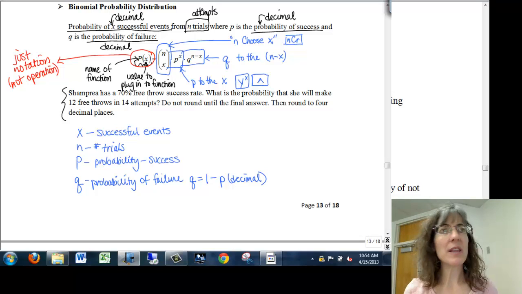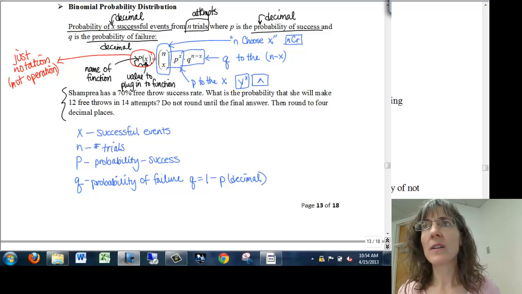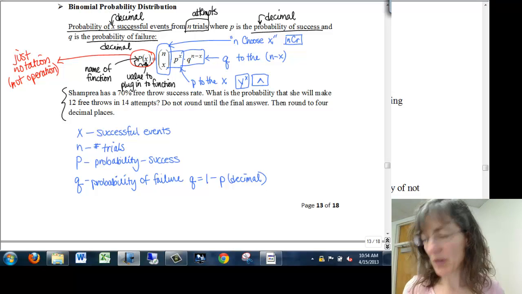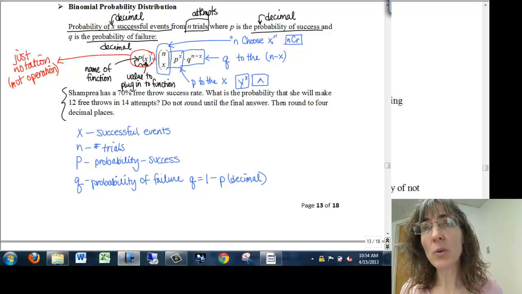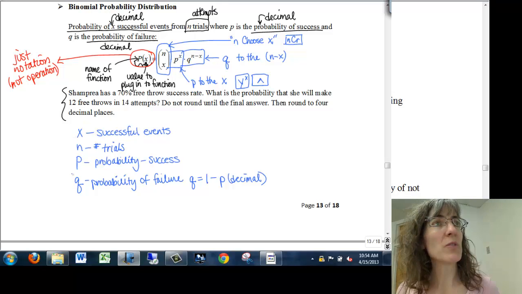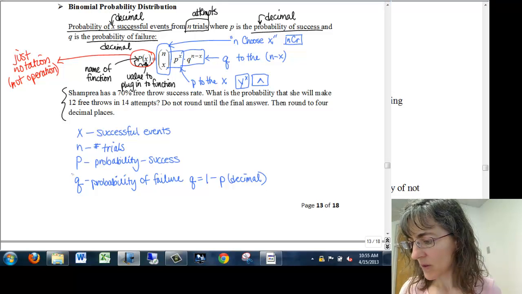Do we know anything else? How about some numbers? Where do they go? Okay, we'll need to use N choose R. Very good. And do we know X, what value we want to use for X? Can you tell from this problem? What will it be?